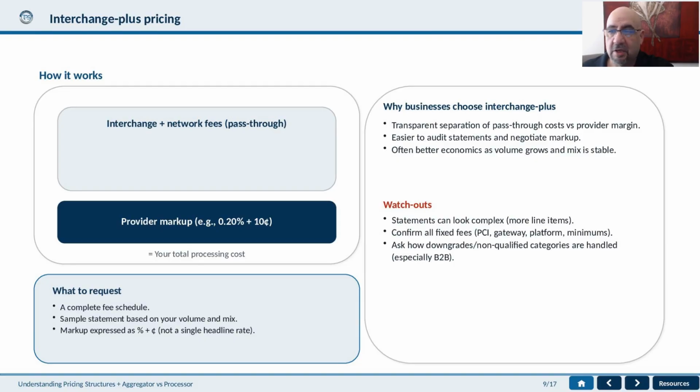Watch out, statements can look complex. More lines, confirm all fixed fees, PCI, gateway, platform and minimums. Ask how downgrades and non-qual categories are handled, especially for B2B businesses.